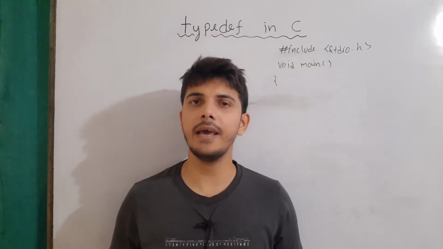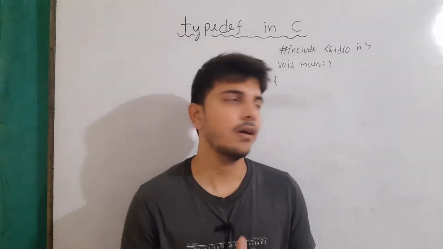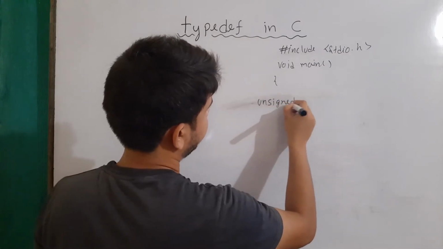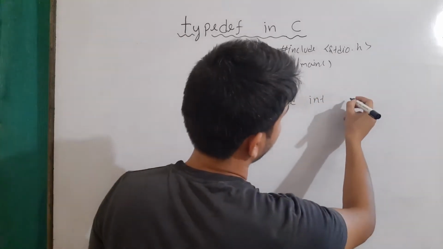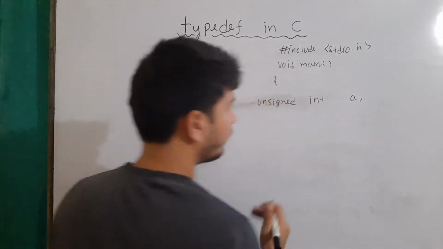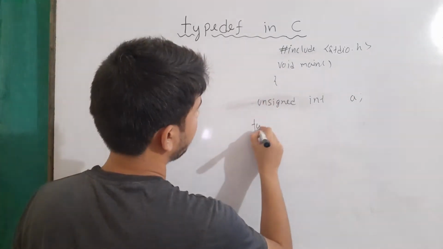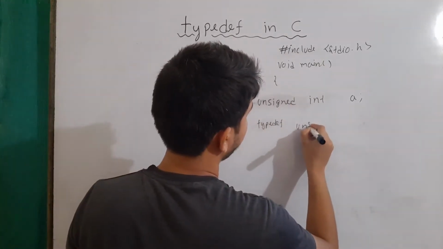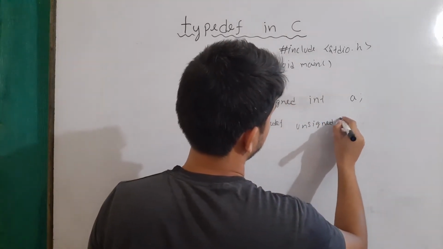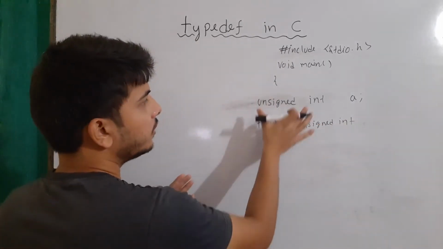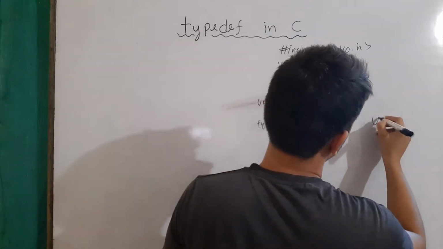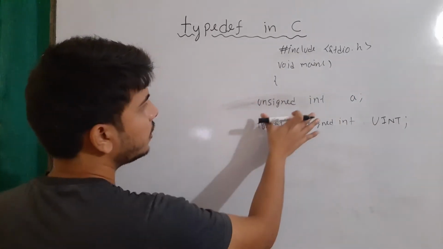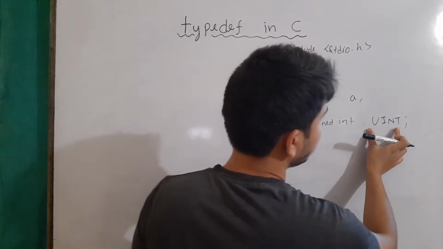The role of the typedef is just to rename our data types. For example, let's say the data type is unsigned int, and the name of our variable is a. Now, what we can do is write typedef, then the data type, unsigned int, and what you want to replace it with. For example, I can write uint. Now it means that either you can write unsigned int or you can write uint.